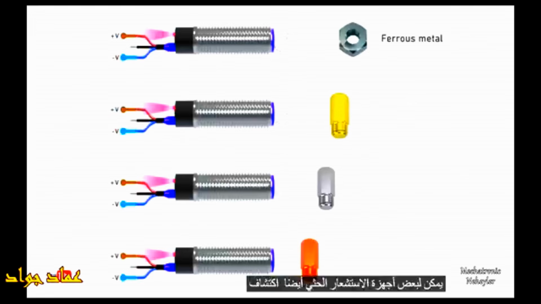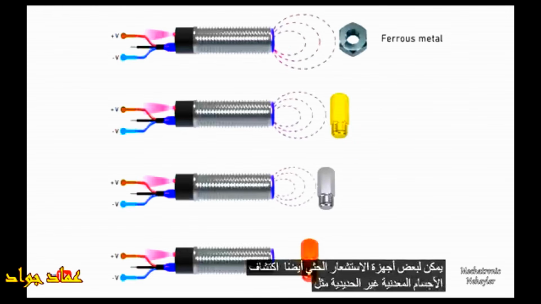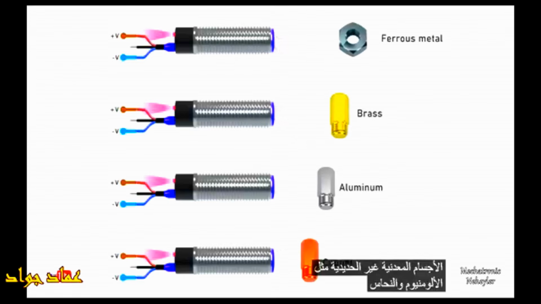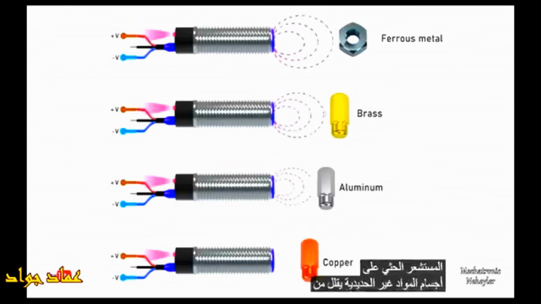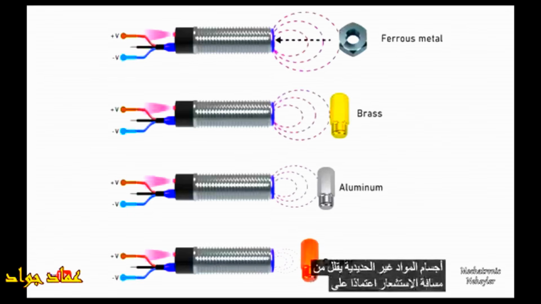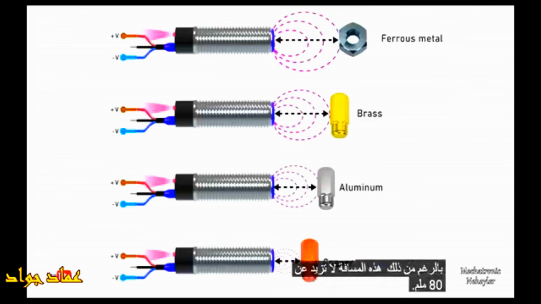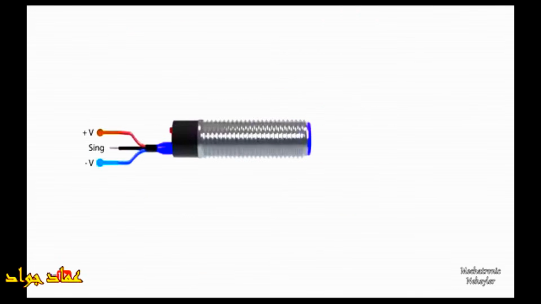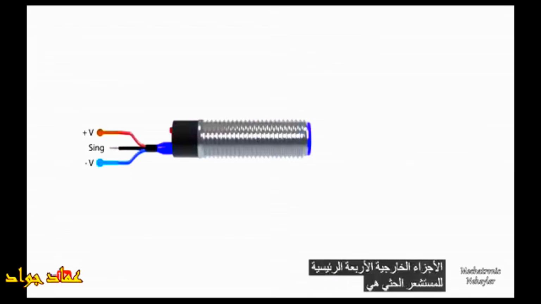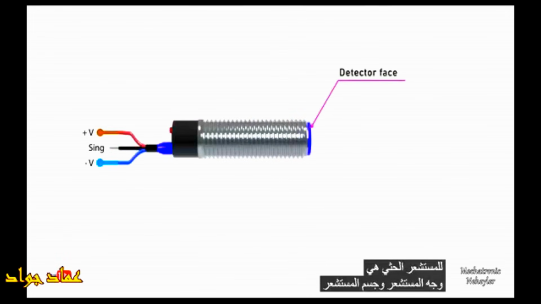Some inductive sensors can also detect non-ferrous metal objects such as brass, aluminum, and copper. Although the detection range or distance of an inductive sensor on non-ferrous material objects decreases, the sensing distance depending on the material of the object can be found in the data sheet of the sensor, although this distance is not more than 80 millimeters.